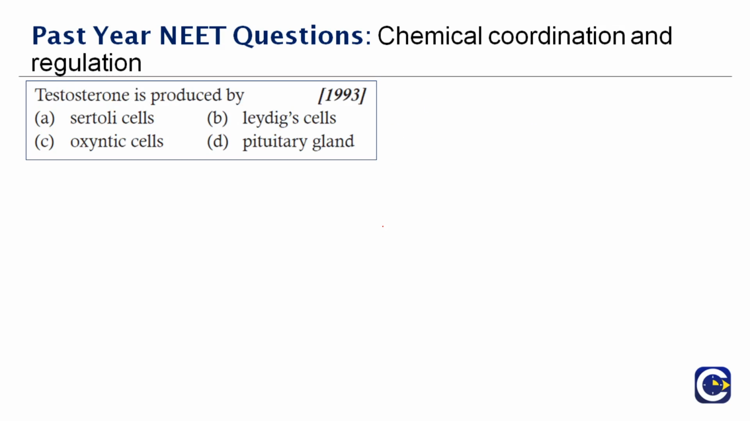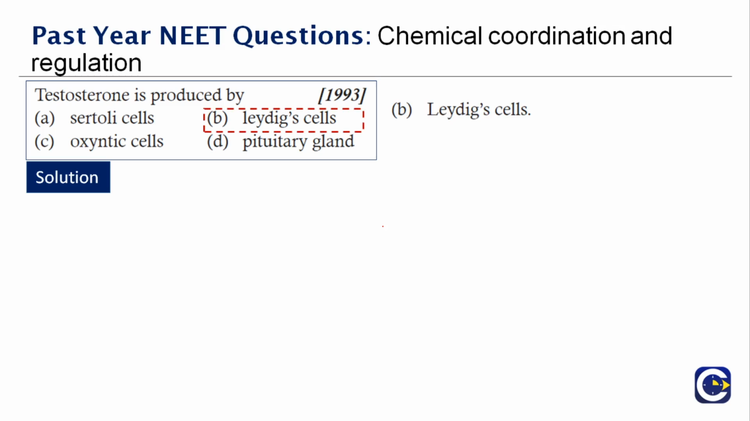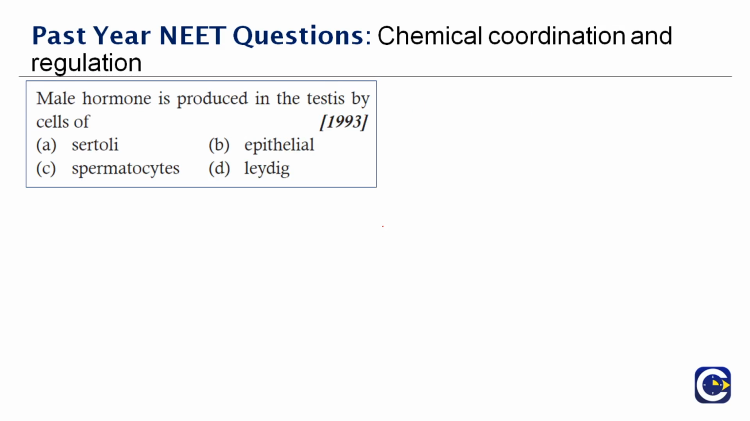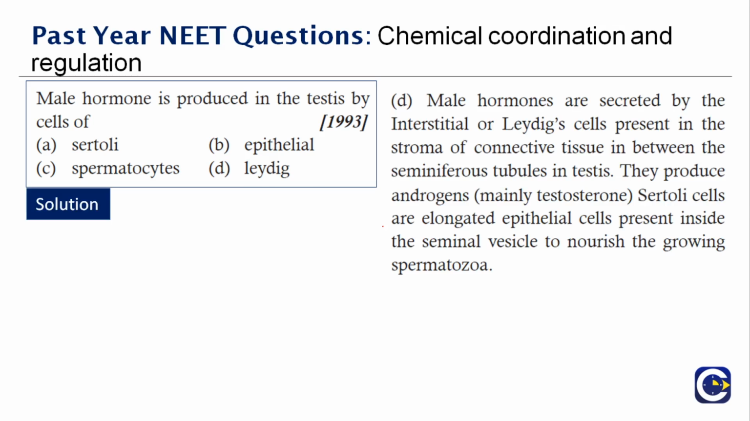Next question: testosterone is produced by dash. Very easy question, a direct question. We already know what the answer is. Yes, the right answer is option B, Leydig cells. Next question: male hormone is produced in the testes by the cells of dash. Again, it's the same answer. What are the male hormones? Male sex hormones, androgens and testosterone, are secreted from the Leydig cells, which is option D. Sertoli cells are elongated epithelial cells present inside the seminiferous tubules to nourish the growing spermatozoa. So this is an extra point that you can just know here. Therefore the answer is option D.